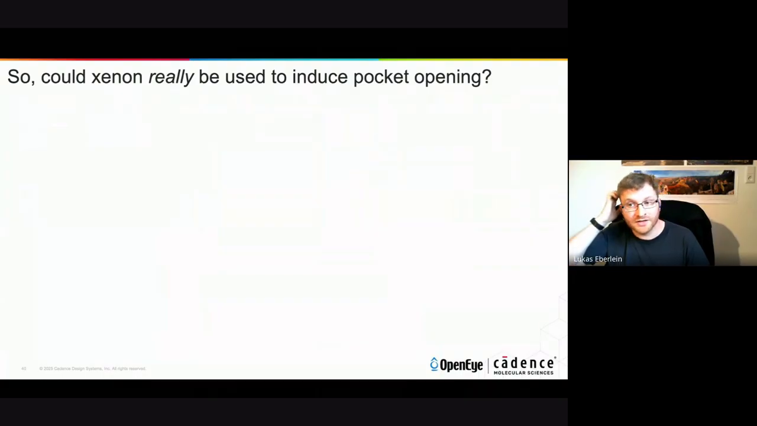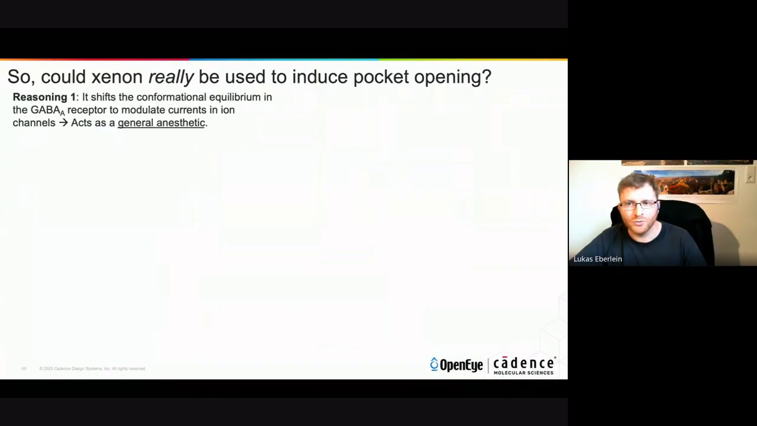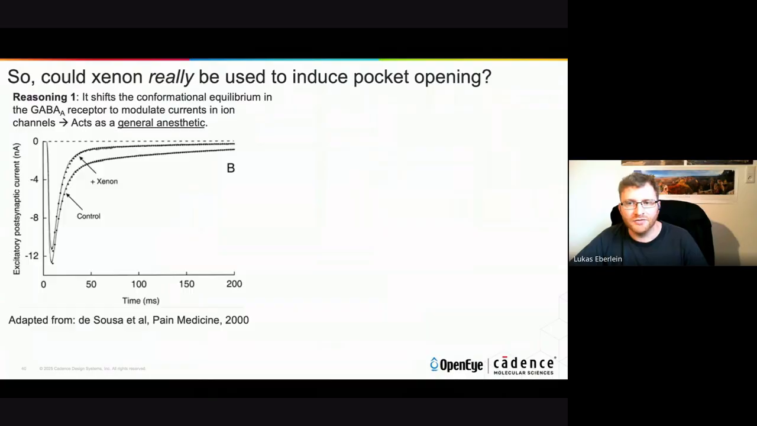Let's go back to the idea: can we really use xenon as a reasonable chemical probe to induce cryptic pocket opening? We think we can, and that's based on some observations. So number one, we know that xenon acts as a general anesthetic. So what does this mean on a molecular level? If you have an ion channel like this GABA A receptor and you add xenon to it, it will cause the receptor to close, and you can see the macroscopic change happen in the current that goes across the membrane. And so it stops the flow of ions, and that affects the central nervous system.